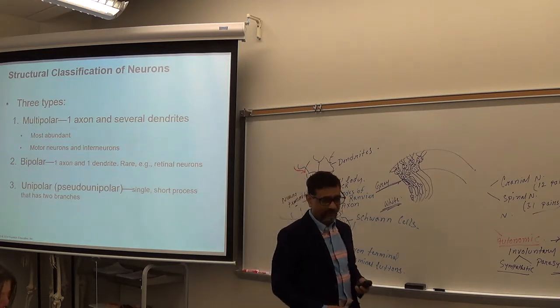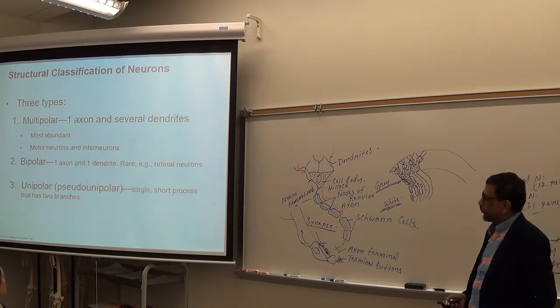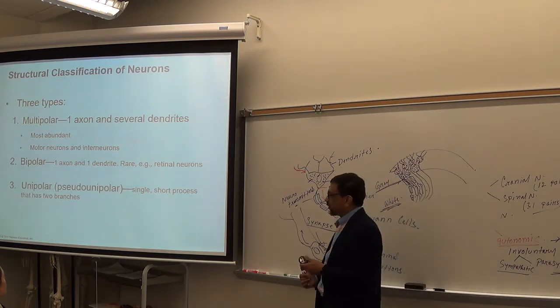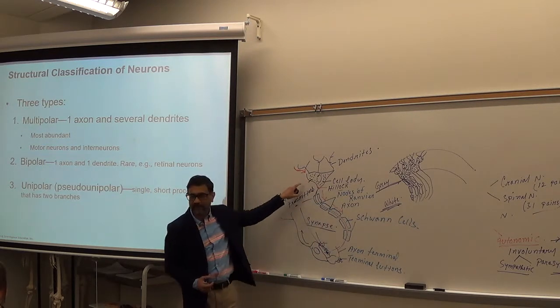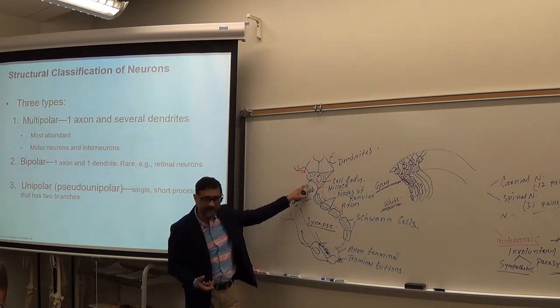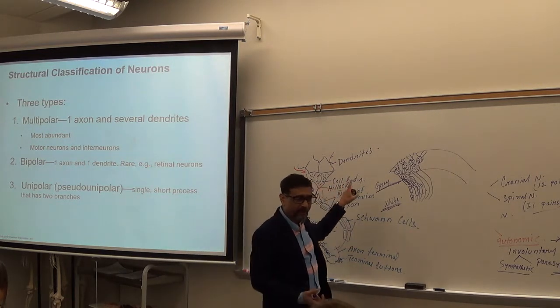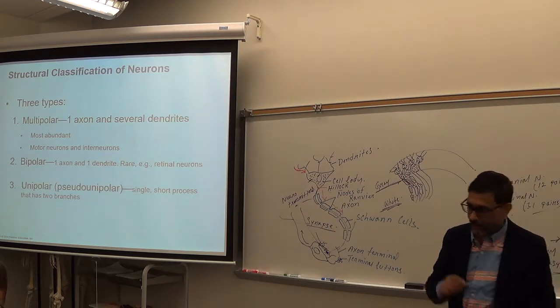Types of neurons. We divide the neurons into three types. Multipolar, which is the most common type. This is a multipolar neuron that I showed you, typical, because I told you typical, that means most of the neurons are like this. This is multipolar. Also, we have bipolar and unipolar neurons.